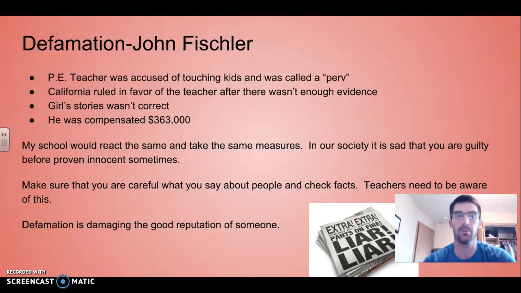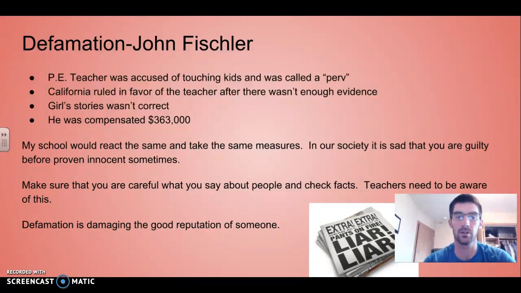So this would be an example of defamation, actually towards a teacher and not towards the students. But this is an example. Defamation is the result of losing a reputation, or etc. So my school would probably react the same way and take the same measures. He was, I think, put on temporary leave or something while it was going on. It is sad that in our society you're sometimes guilty before proven innocent.